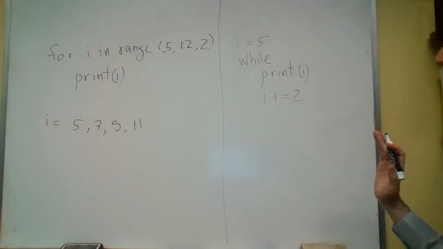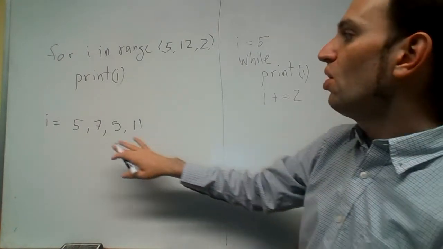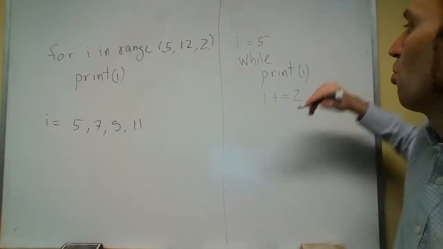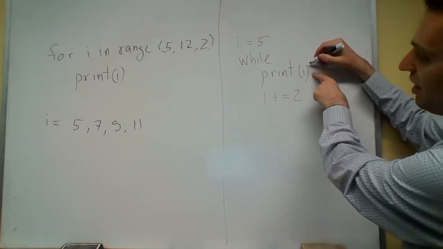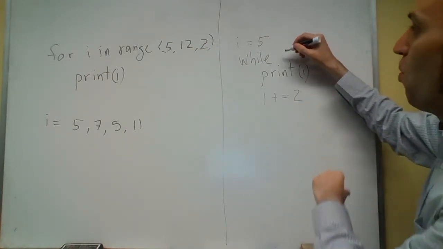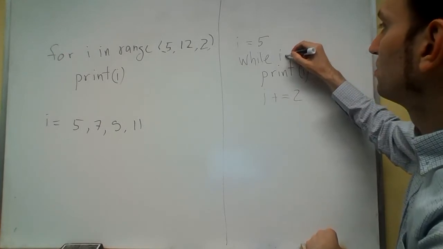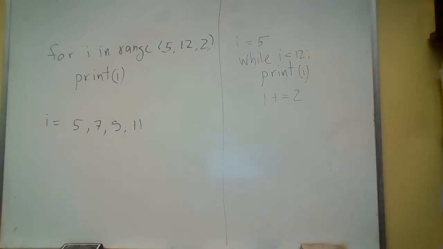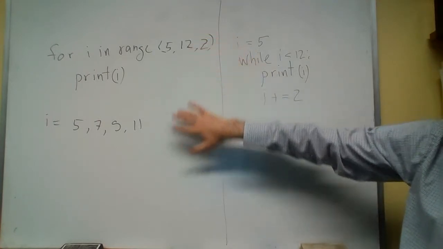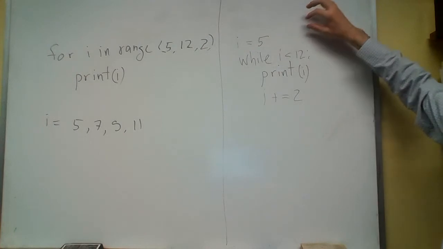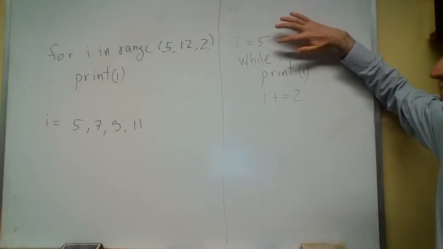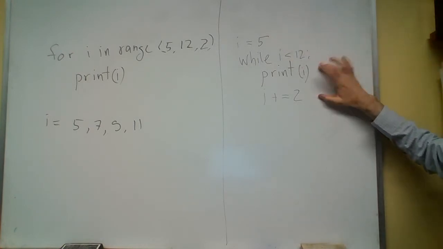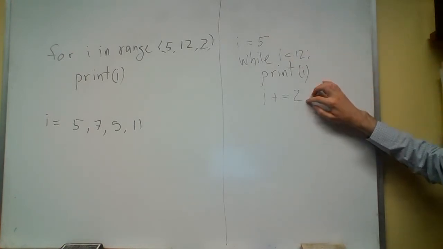Now when do I want to stop? Well, I want to stop once I becomes 12 or larger. So I want to keep doing this, keep printing I and then incrementing it by 2 while I is smaller than 12. And this will be exactly the same as this for loop. Let's repeat that. So first we say I equals 5, and then we're going to say keep doing this. So keep printing I and increasing it by 2.